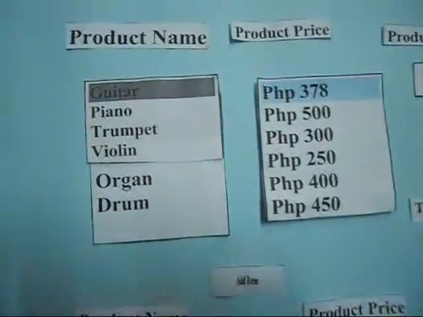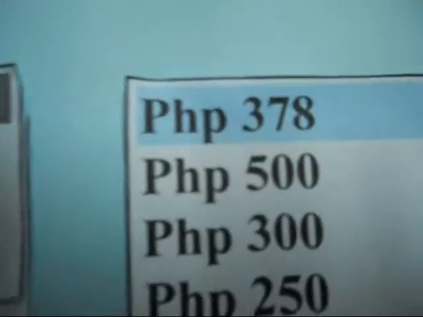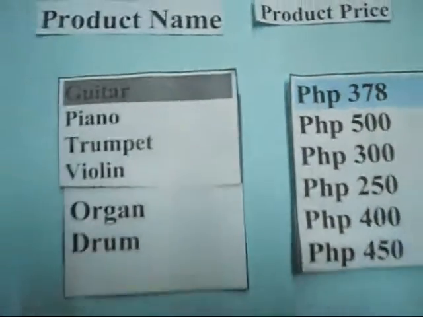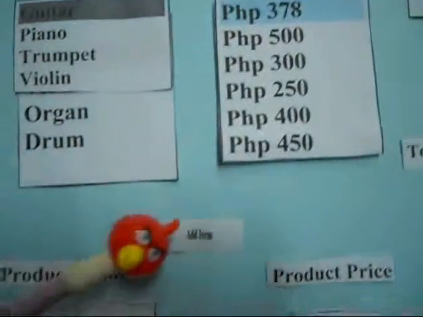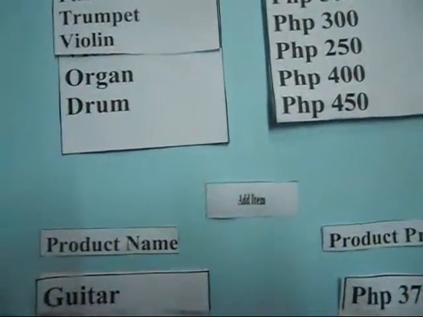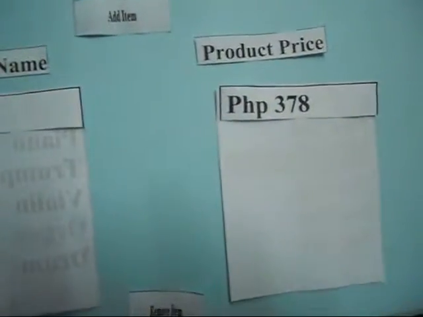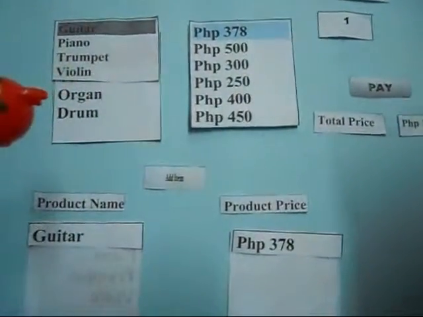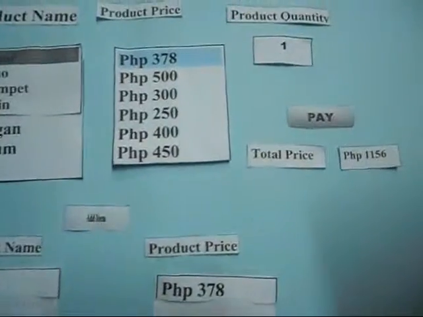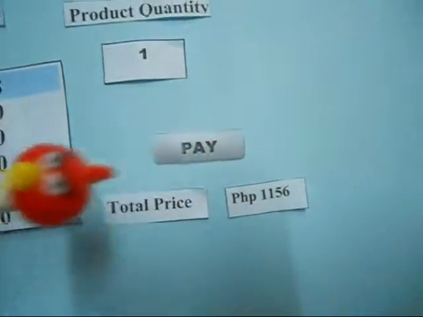And she also bought a guitar, so we select the guitar. The price would automatically appear, costing 378 pesos, and the quantity is 1. So we type 1. We click add item. So we add it in our product name list box, product price list box, and the quantity. After the cashier finally inputs all the details of the customer and the product she bought, she would click the button pay, and the total price would appear.